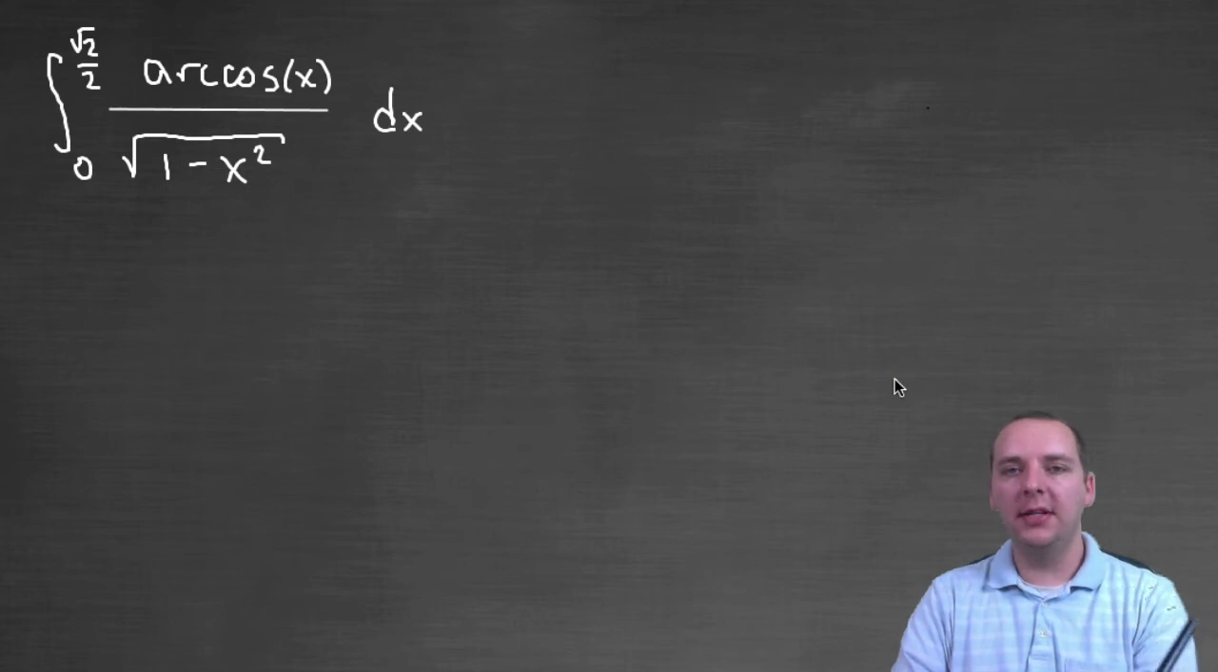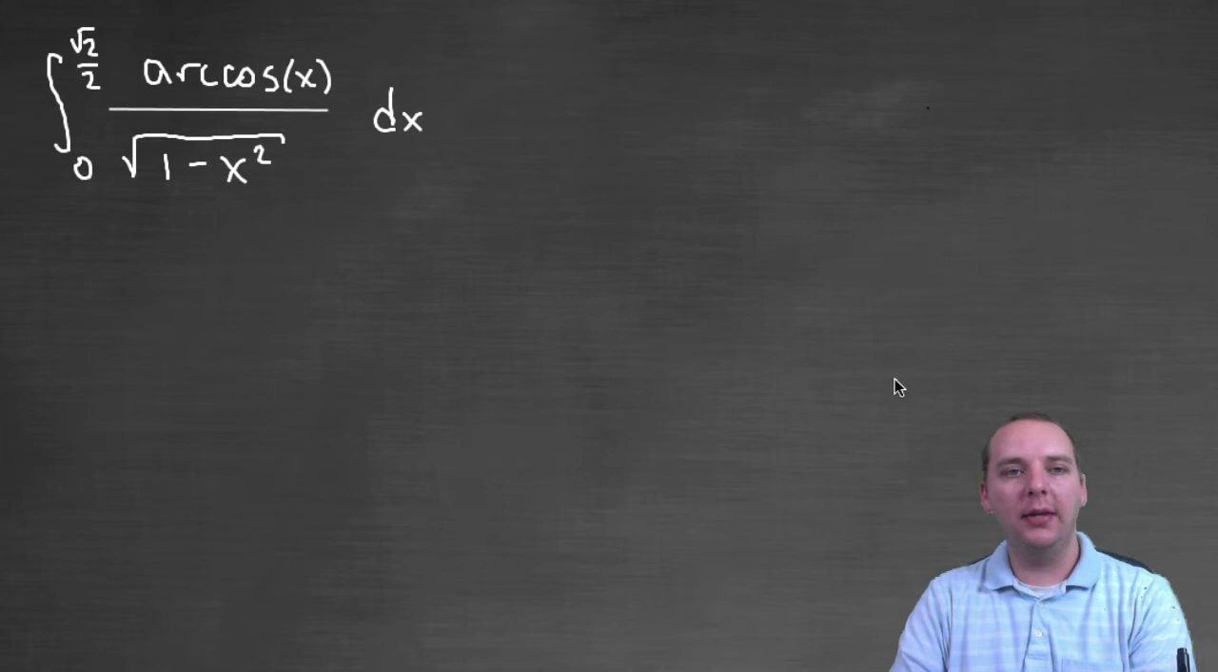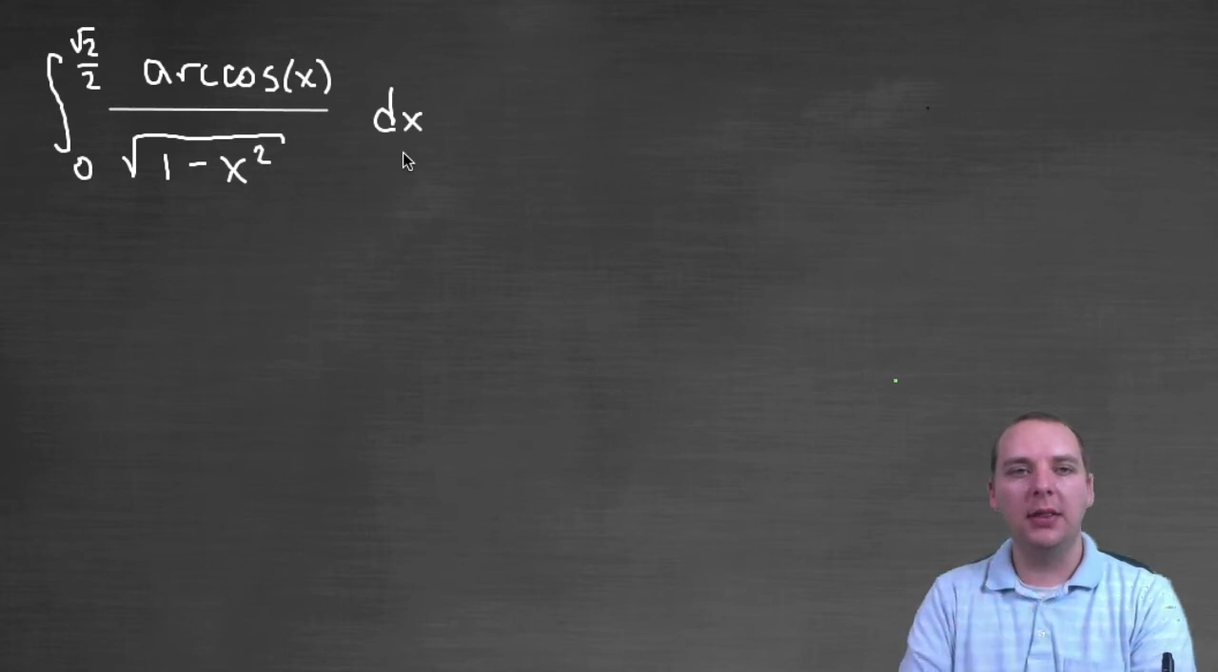Here's kind of an interesting example that has a little bit of a twist to it. We're asked to integrate from 0 to root 2 over 2 of arc cosine of x divided by the square root of 1 minus x squared dx. Okay, and there's a couple things that are interesting about this.